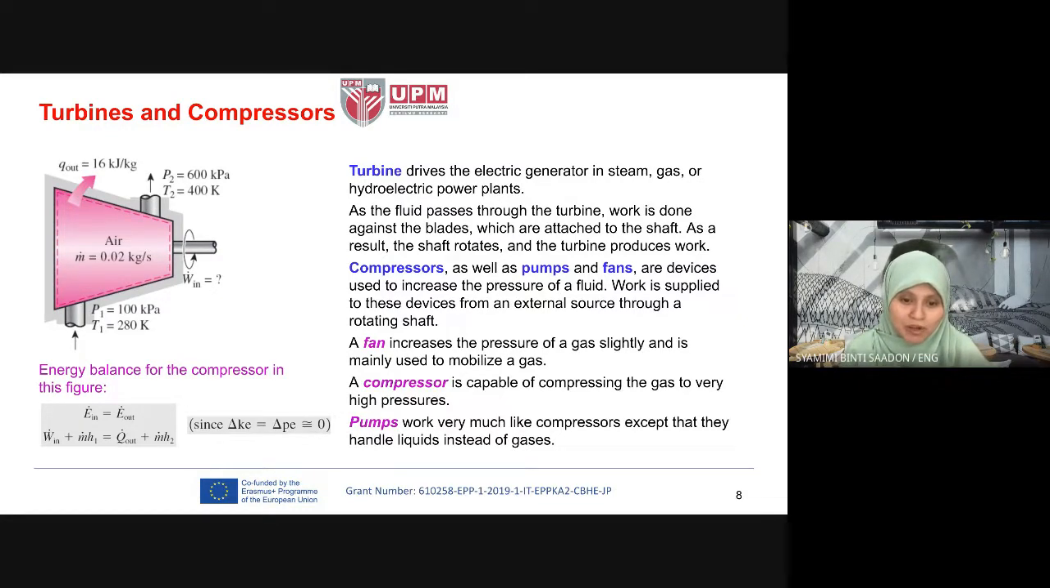Pumps work very much like compressors, except that they handle liquids instead of gas. So pumps are more used for liquid, to increase the pressure of a liquid, in power plants especially.